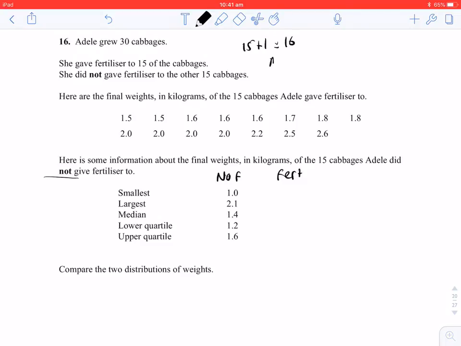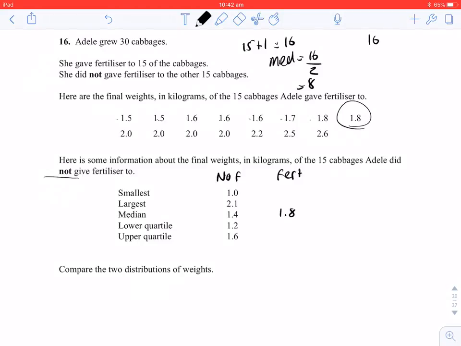If we want the median, that's going to be halfway, so 16 over 2, so we're looking at the 8th person. So we go 1, 2, 3, 4, 5, 6, 7, 8, so that's the median. So my median is 1.8.